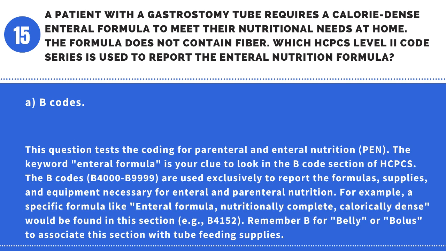Answer: A. B codes. This question tests the coding for parenteral and enteral nutrition, PEN. The keyword enteral formula is your clue to look in the B code section of HCPCS. The B codes, B4000 to B9999, are used exclusively to report the formulas, supplies, and equipment necessary for enteral and parenteral nutrition. For example, a specific formula like enteral formula, nutritionally complete, calorically dense, would be found in this section, e.g., B4152.